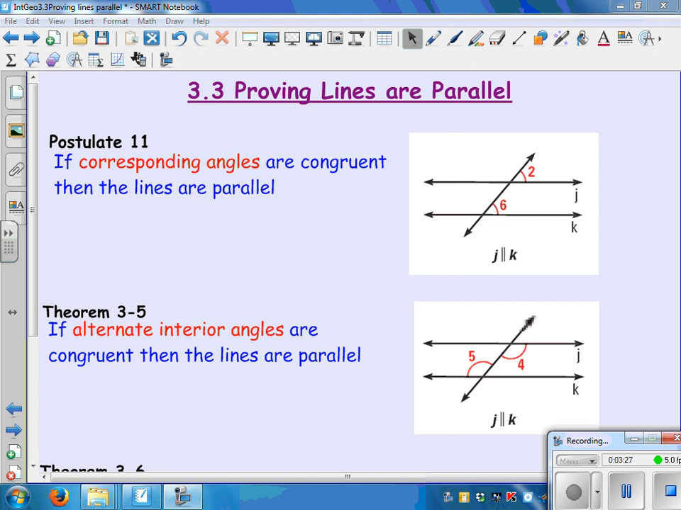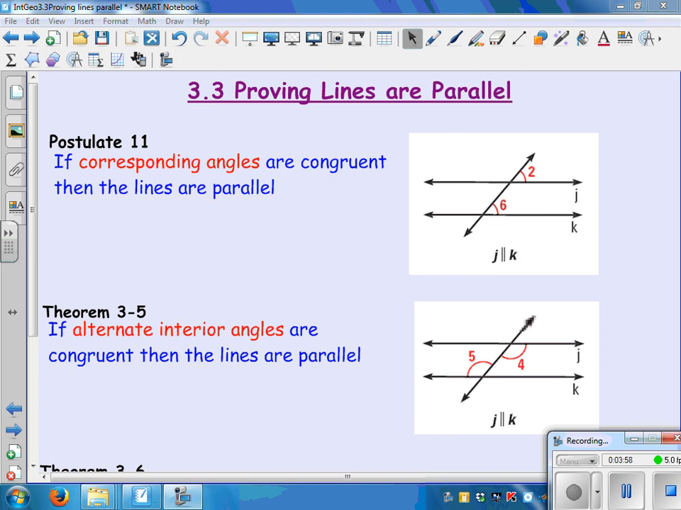So let's look at these first ones here. The first one is a postulate. If you know that your corresponding angles are congruent, then by default, the 2 lines have to be parallel. You might remember we talked about the fact that if 2 lines were parallel, the corresponding angles were congruent as a postulate. You didn't have to do a theorem proof for postulates for corresponding because you can just measure those. But everything else is a theorem that we'll have to prove.